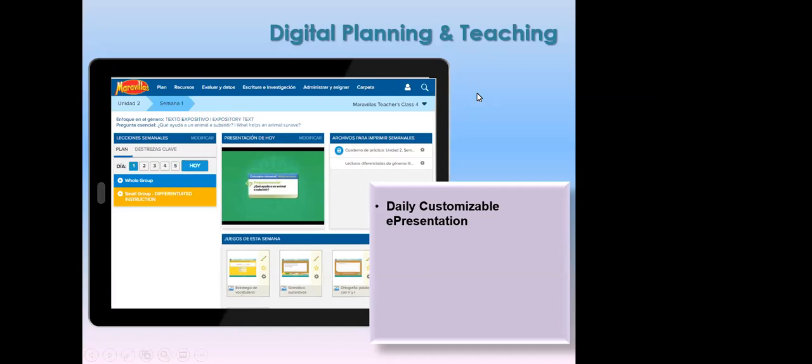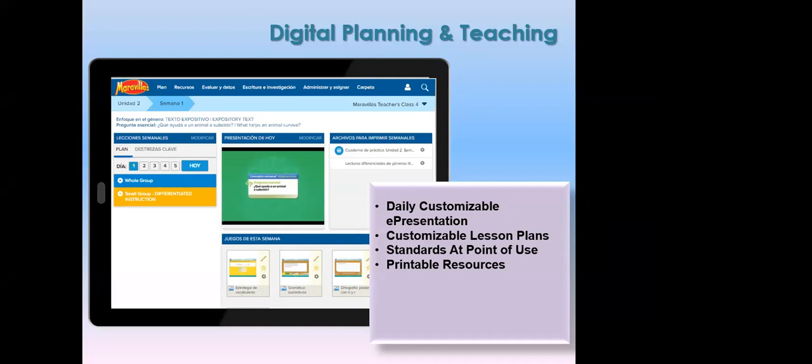You will have customizable lesson plans. So sus planes de enseñanza are all done for you and customizable. Your standards at point of use, if you need that as well. Printable resources or your archivos para imprimir semanales. So your printable resources are going to be there.